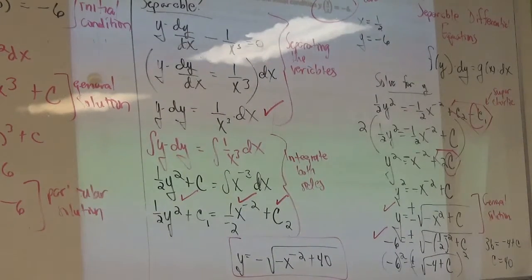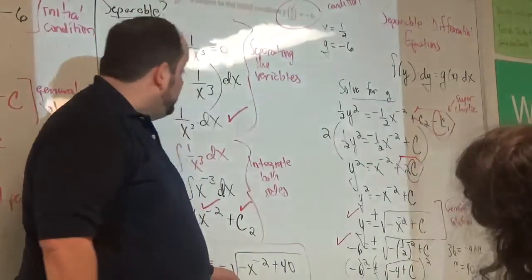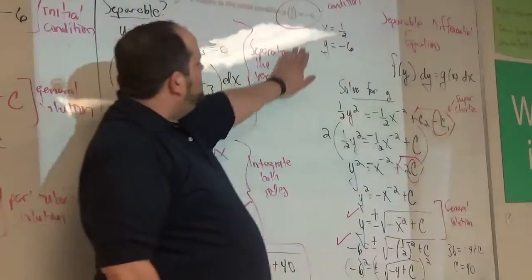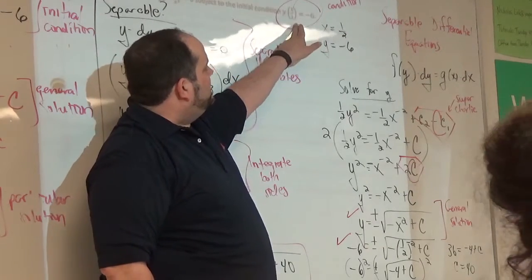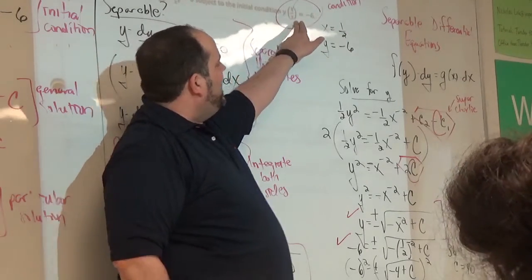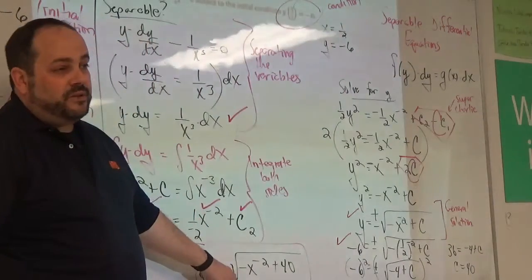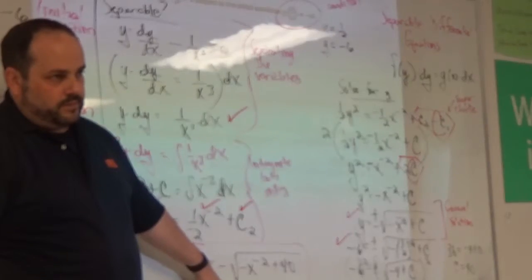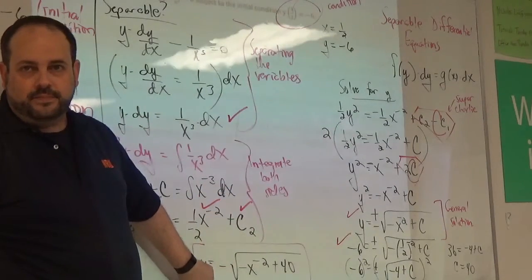Can you repeat why you chose the negative? The reason that I chose the negative version over here has to do with the initial condition. You need your function to satisfy the fact that if x equals a half, y is going to be negative 6. And the only way I get a negative is if I pick the negative square root. Different initial condition, different choice at the end.